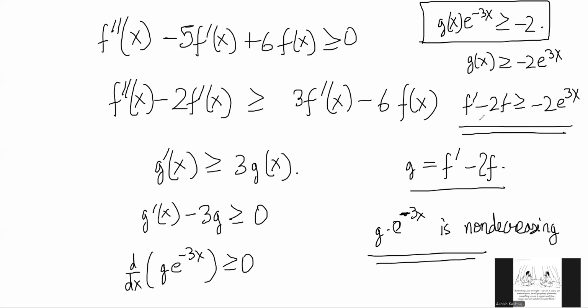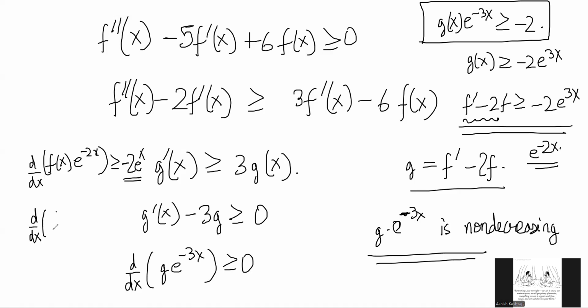And I repeat the same thing. I multiply it by the integrating factor. In this case, it is e power minus 2x now. Once you do the integrating factor stuff, you will end up with a situation where the derivative of f of x into e power minus 2x is going to be greater than or equal to minus 2 e power x. So combine, this can be written as a derivative also of minus 2 e power x. You combine everything and you get that d by dx of f into e power minus 2x plus 2 e power x is always greater than or equal to 0.